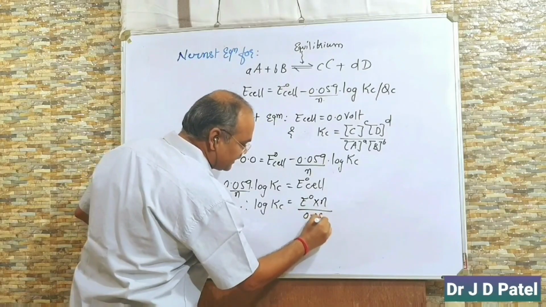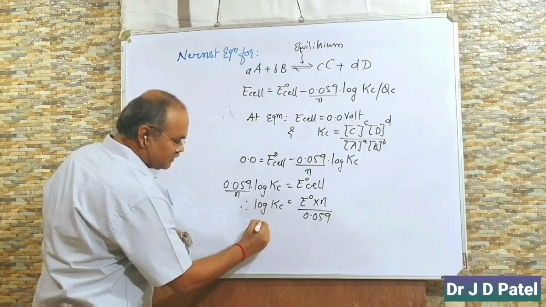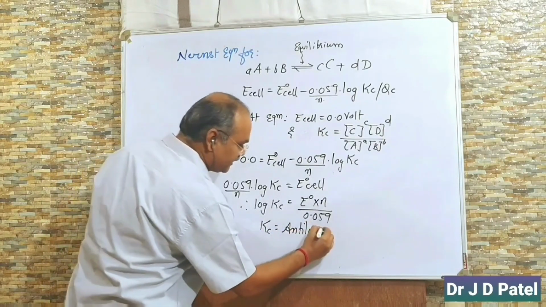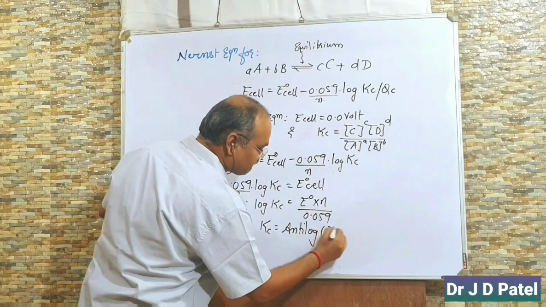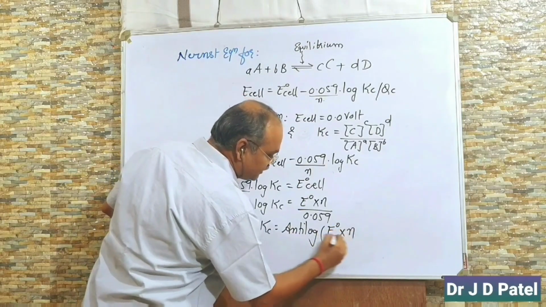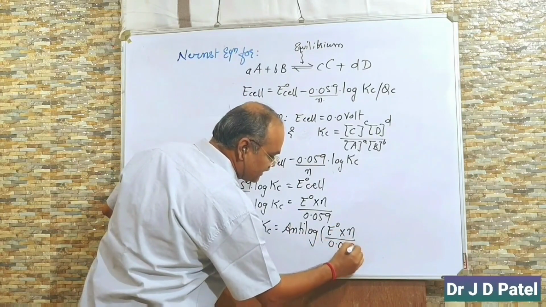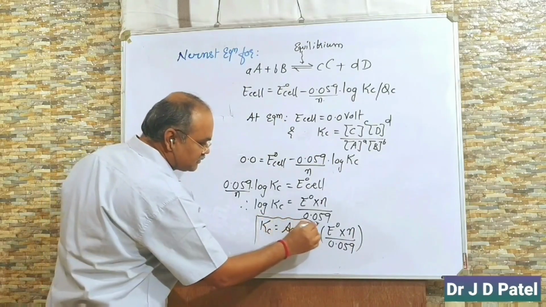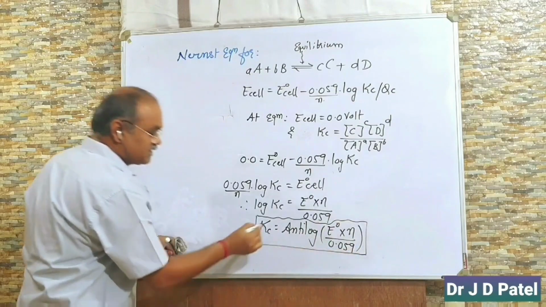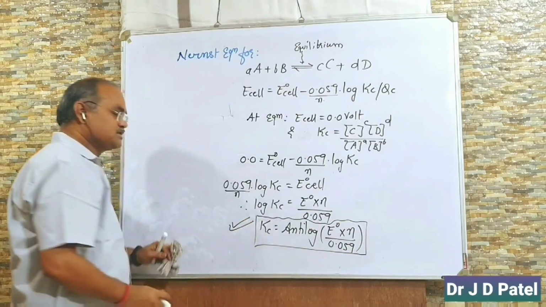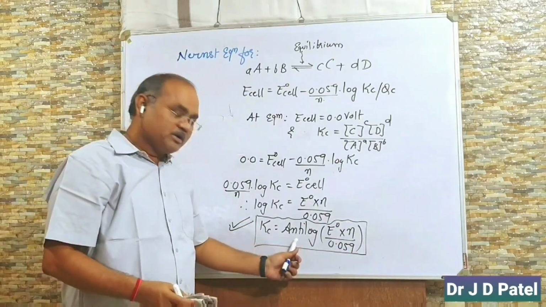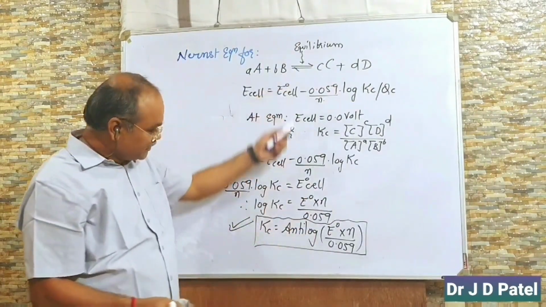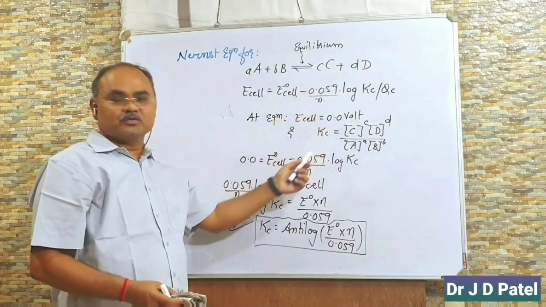Now, I want only Kc. So what is Kc? Anti-log of E0 into n by 0.059. So using this equation, you can find the equilibrium constant directly. This equation will be helpful to you for calculating the equilibrium constant in numericals for competitive exams. You don't have to go into detail. All the steps you don't have to write, you can use this.